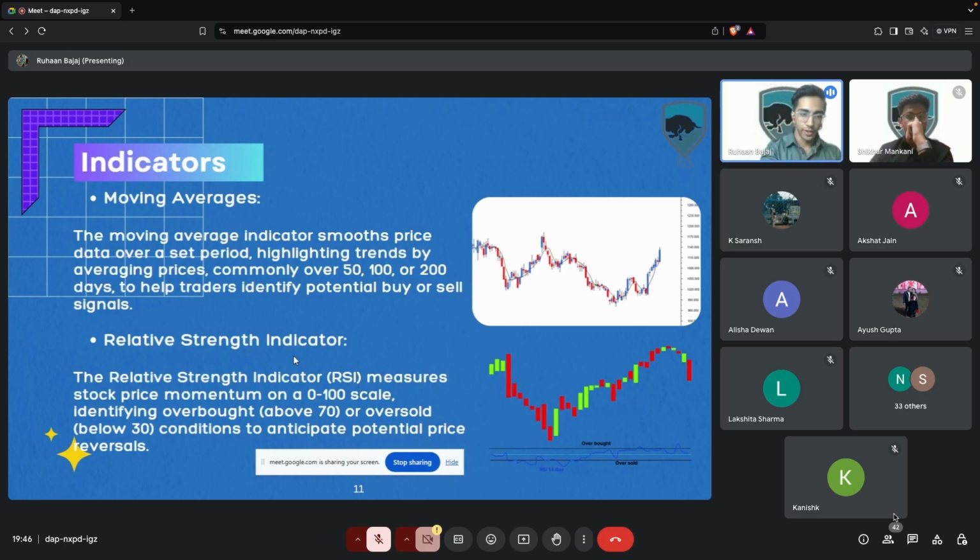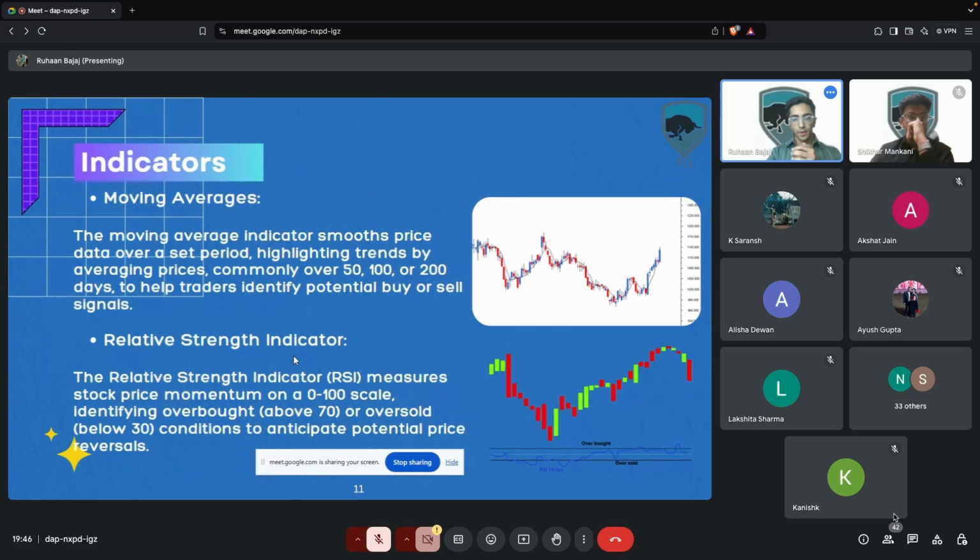There are many types of indicators. We have covered four or five indicators here. The first is moving average. What the moving average does is it's a smooth line moving across the price points. Moving average takes the average price of the past 50, 100, or 200 days and then moves according to what the average price was.